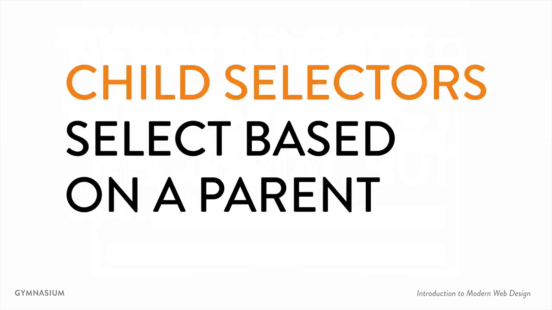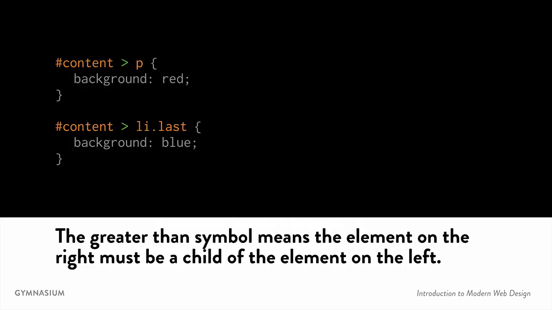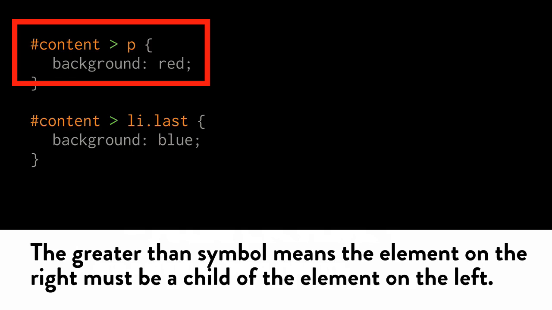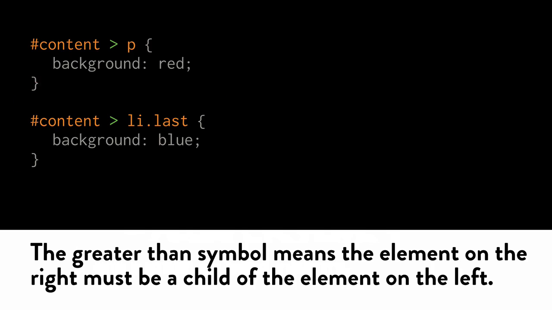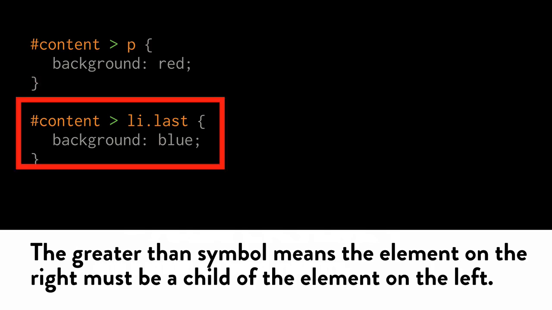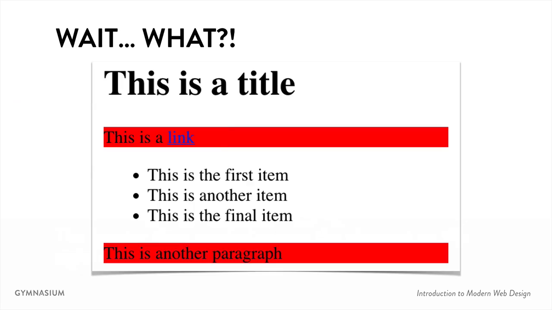Now, child selectors select based on a parent context as opposed to just a general ancestor context. So if I wish to say hash content greater than p, that says that it wants to select any paragraph that is a child of something with an ID of content, and it's going to turn it red. Now in the second example, it's going to select any list item with a class of last that is a child of a div with an ID of content. So when we go over to our page, you see that the paragraphs are red, but nothing is blue.